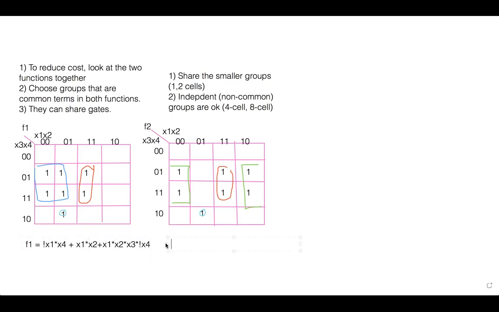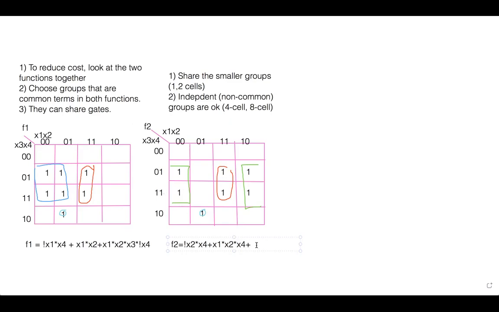Now we're going to do the other one. So simplify F2. Looking at this big green group here, X1 changes from 0 to 1. X2 stays the same. X3 changes from 0 to 1. X4 stays the same. Let's do the red group. X1 and X2 stay the same at 1. X3 and X4, looking at this, X3 changes, X4 though stays the same.